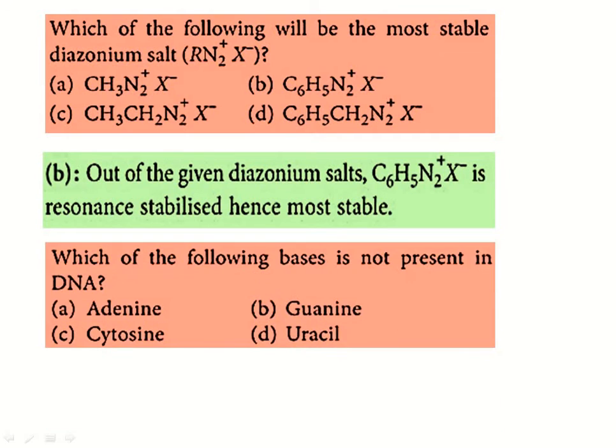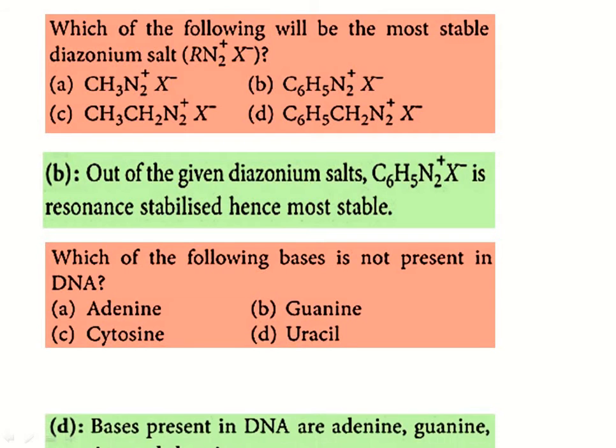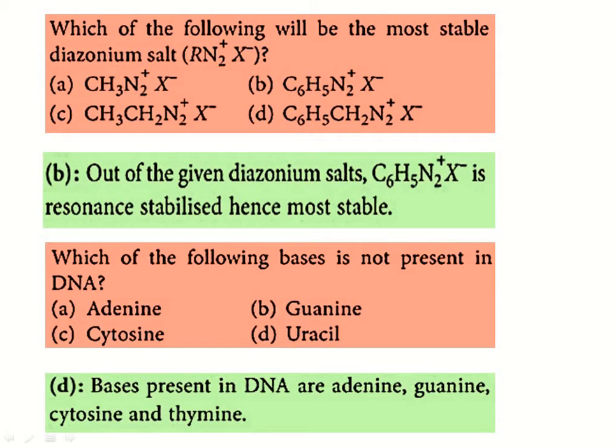Next question. Which of the following bases is not present in DNA? In DNA we have A, G, C, T. So the bases present in DNA are adenine, guanine, cytosine, thymine. So uracil is not there. So D is the right answer.